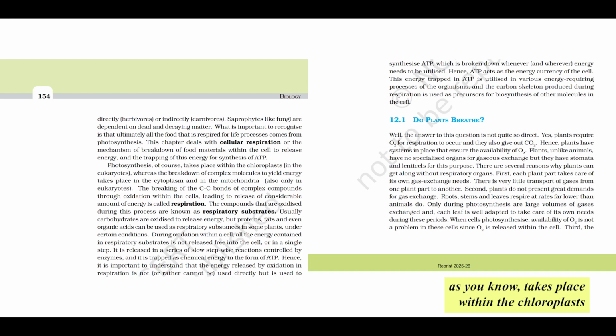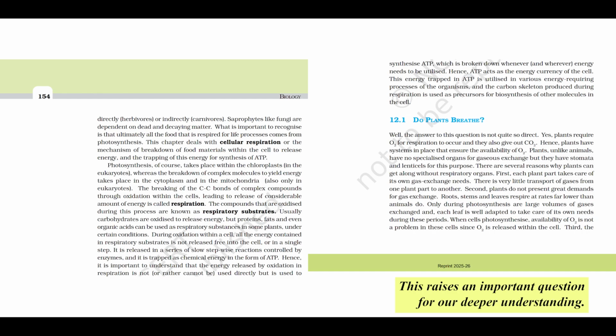Photosynthesis, as you know, takes place within the chloroplasts in eukaryotic organisms, where light energy is transformed into chemical energy. But today, our precise focus is cellular respiration, the specific step-by-step mechanism of breakdown of these stored food materials within the cell to release that trapped chemical energy. And crucially, we'll examine how this released energy is not just dissipated, but intelligently trapped and stored in the form of ATP, adenosine triphosphate, which is universally recognized as the energy currency of the cell.